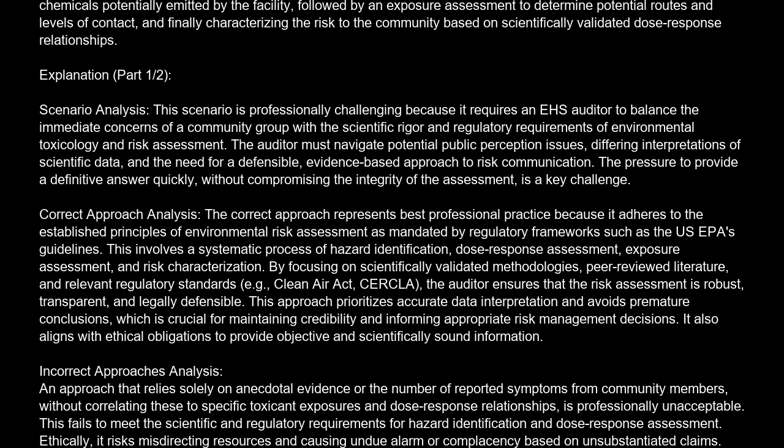Incorrect approaches analysis. An approach that relies solely on anecdotal evidence or the number of reported symptoms from community members, without correlating these to specific toxicant exposures and dose-response relationships, is professionally unacceptable. This fails to meet the scientific and regulatory requirements for hazard identification and dose-response assessment. Ethically, it risks misdirecting resources and causing undue alarm or complacency based on unsubstantiated claims.